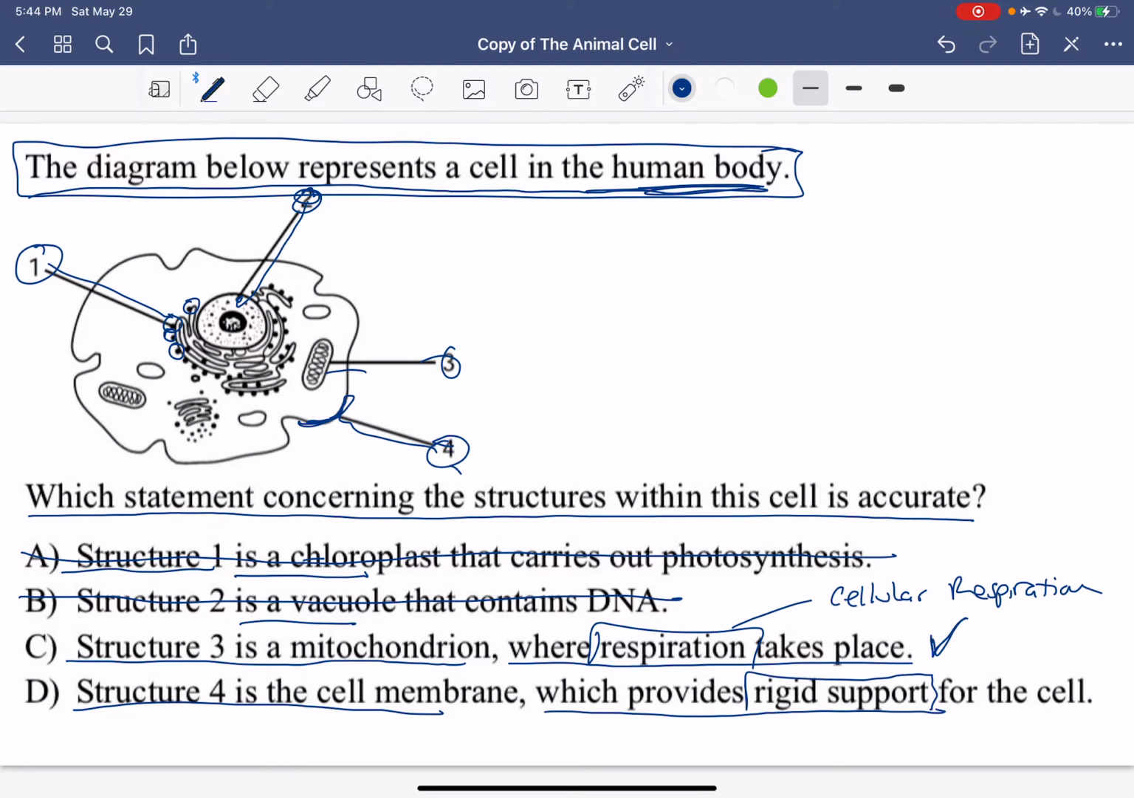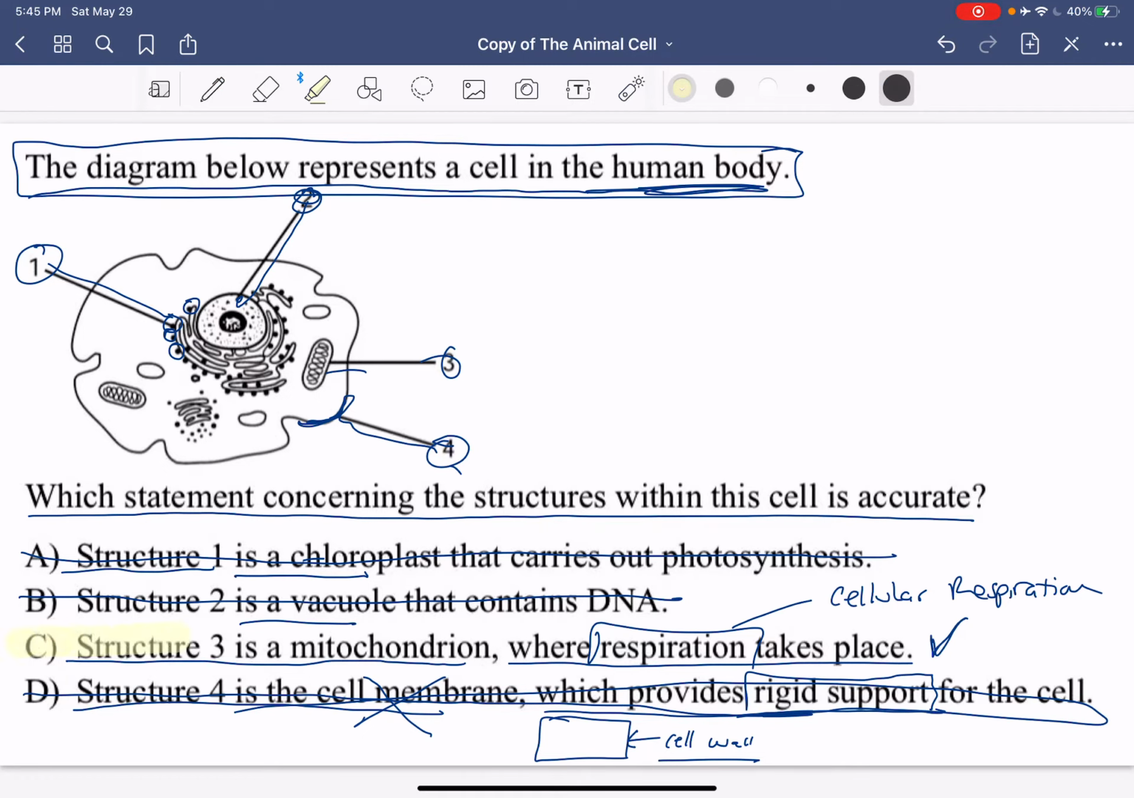Here is where things get tricky, guys. After we finish the animal cell, we will talk about the plant cell. The plant cell has an outermost layer called the cell wall, and that gives rigid support. But that is not what the cell membrane does. So D, nice try, Regents. D is not the answer. The correct answer is C.